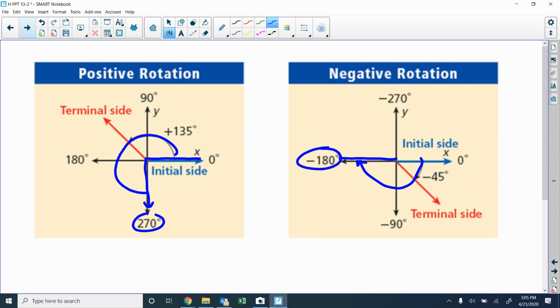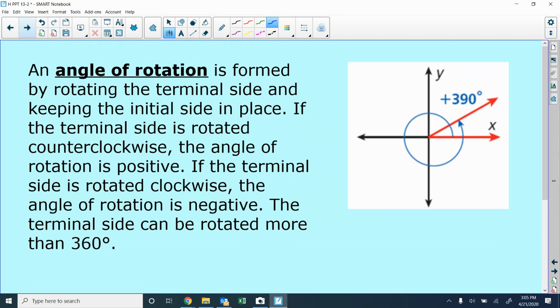So we can go around as many times as we want, and these are going to be called coterminal, as you'll see here in a second. So for an angle of rotation, we can go all the way around. We start on the initial side and rotate all around. So it's 360 degrees, went another 30, and we can have an angle of 390. But the reference angle is a 30, and you'll learn that the reference angle is the quickest way back to the x-axis.